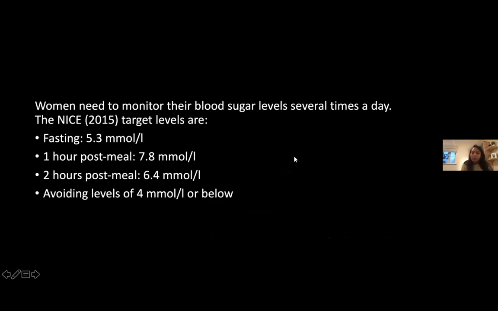And so they need to monitor their blood sugar lots of times a day. And so these are the target levels. Fasting needs to be less than 5.3, 1 hour post meal less than 7.8, and 2 hours post meal less than 6.4. And then you need to avoid levels of below 4 because of hypoglycemia.